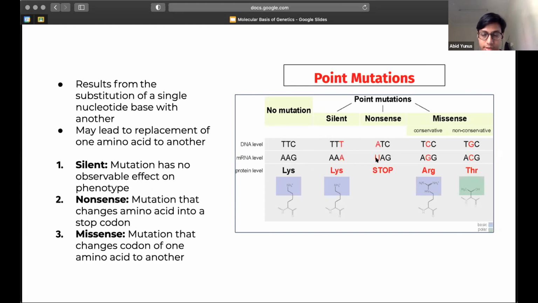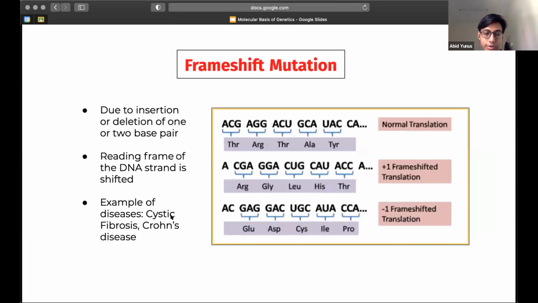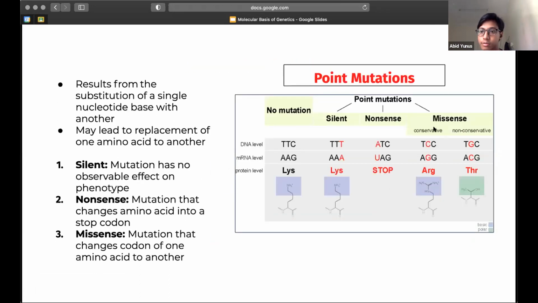In this case, UAG is the codon. And the missense mutation is a mutation that changes the codon of one amino acid to another. So missense can be divided into conservative or non-conservative. In conservative missense mutation, the amino acid that is produced is different, however, it has similar characteristics to the original amino acid. For example, both are hydrophilic or both are hydrophobic. But in non-conservative missense mutation, it will produce a completely different amino acid with completely different characteristics.